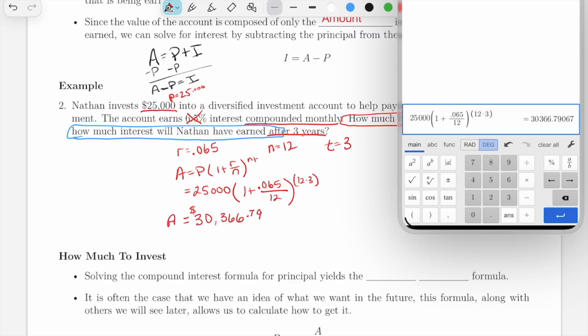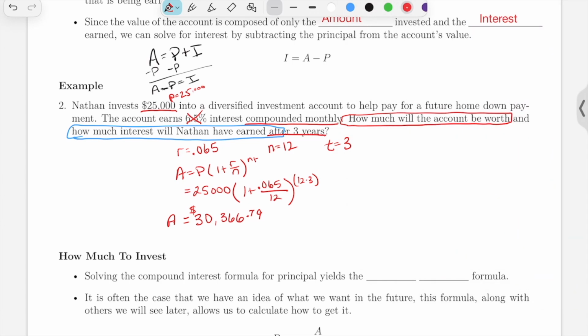So you can see the final amount in our account is $30,366.79. Now, that does answer our first question that we had. How much will the account be worth? That's this answer here, $30,366.